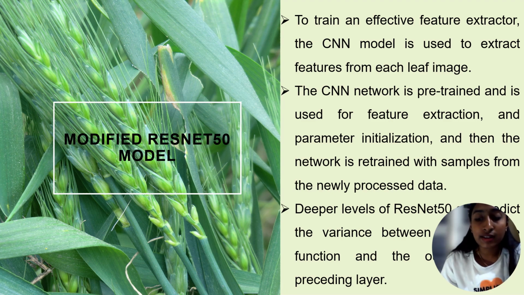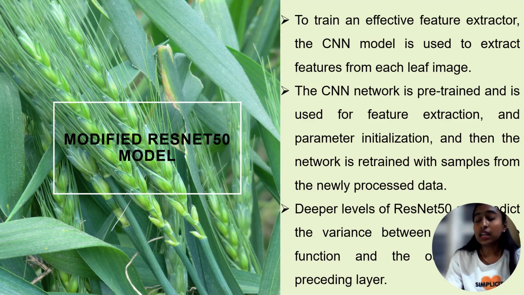So deeper levels of ResNet 50 can predict the variance between the objective function and the output of the preceding layer. As a result, deep residual learning is an effective technique for training the network to anticipate from the previous layer. Next, the approach uses wheat leaf images to generate a feature vector to extract the deep features. The proposed approach for effective prediction of wheat leaf disease relies on transfer learning and fine-tuning a deep pre-trained CNN model.